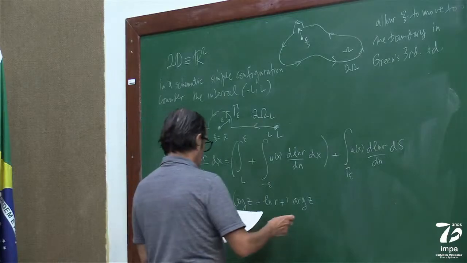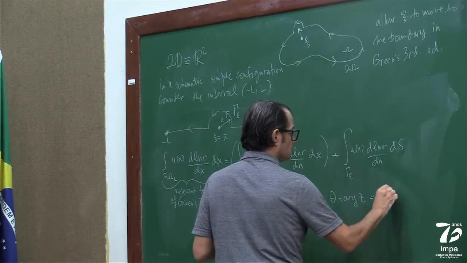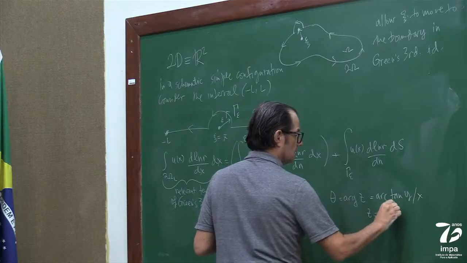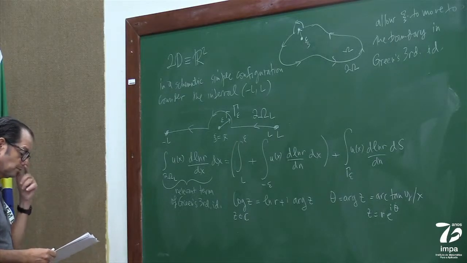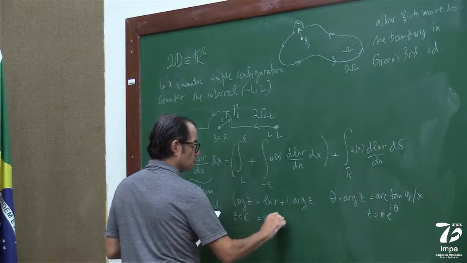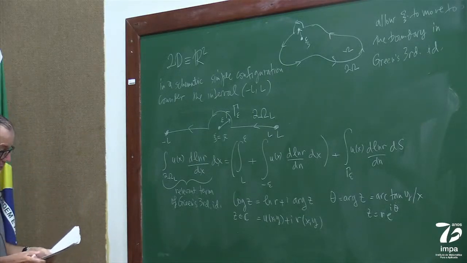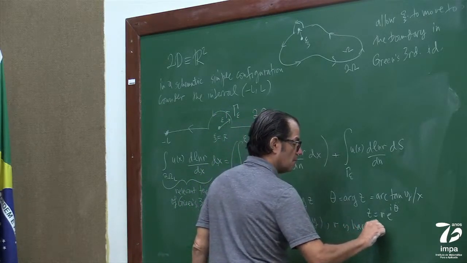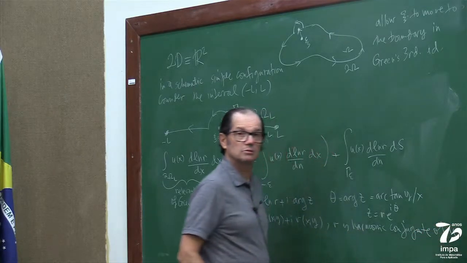Where theta is equal to the argument of z, which is the arctangent of y over x, and we can think of z as r e to the i theta, if we're using polar coordinates in the complex plane. Okay? So we also know that this is the same as u of xy plus i v of xy, which means that v is a harmonic conjugate of u, right?